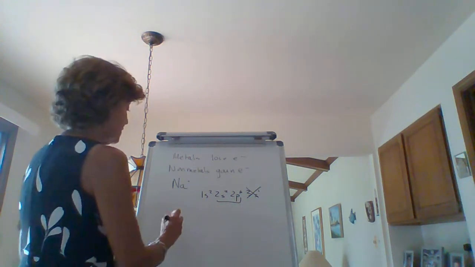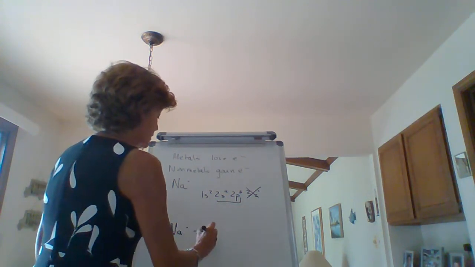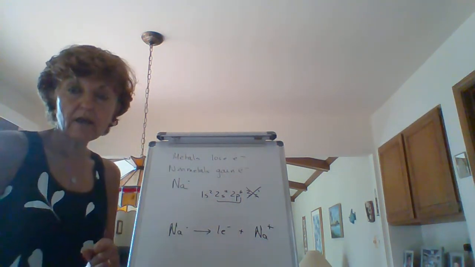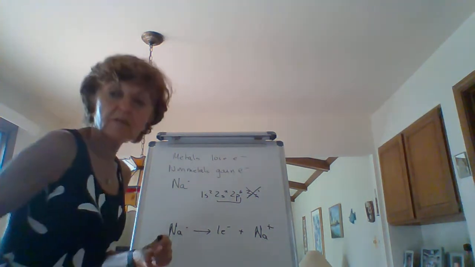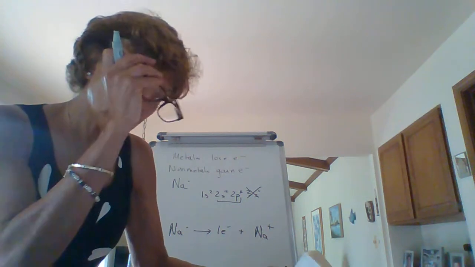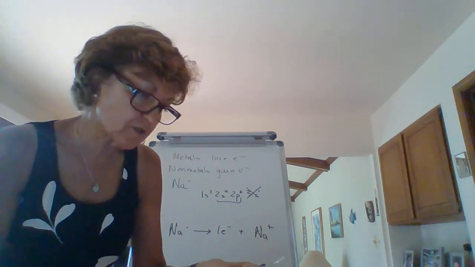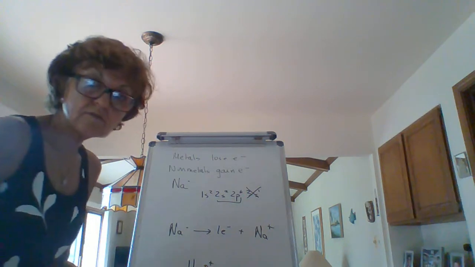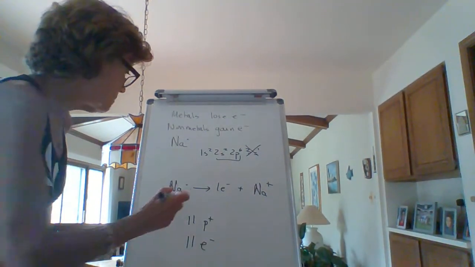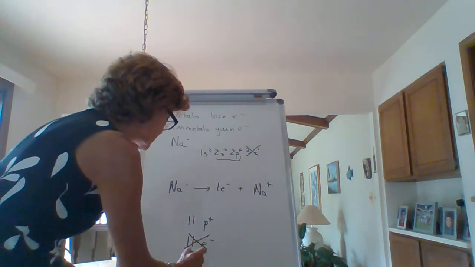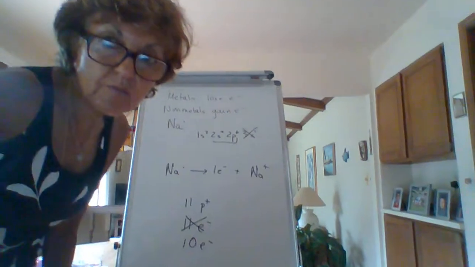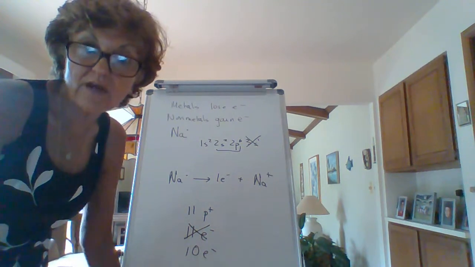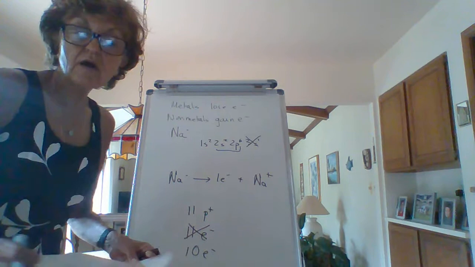All right, how do we show this? We say sodium loses one electron, and it becomes a sodium +1 ion. Okay, why is it +1? Here's the deal. If you look at sodium, sodium has how many protons? It has 11 protons, and it used to have 11 electrons. But now that it lost an electron, it has only 10 electrons. So it has 11 pluses and 10 minuses. You can immediately see that the pluses now outweigh the minuses. We have one extra plus, so that's why we have a +1.